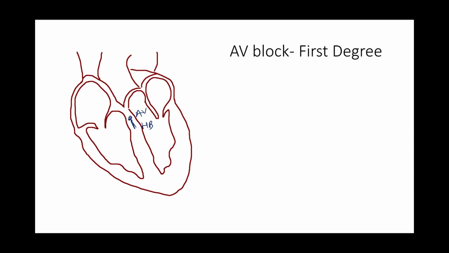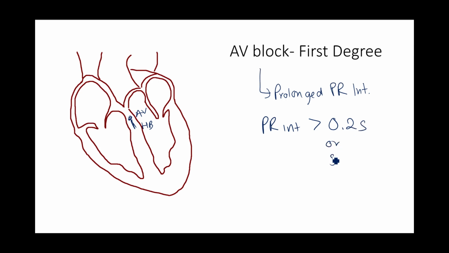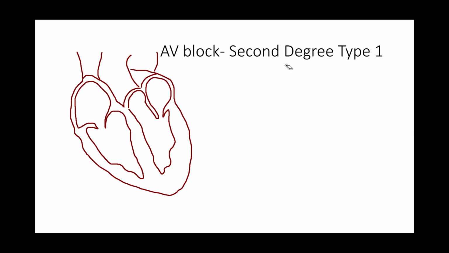In a first degree AV block, there is prolongation of the PR interval. In other words, the PR interval is greater than 0.2 seconds, or 5 little boxes, or simply one big box. This is fairly easy to recognize, and we'll look at an EKG showing a first degree AV block in just a moment.